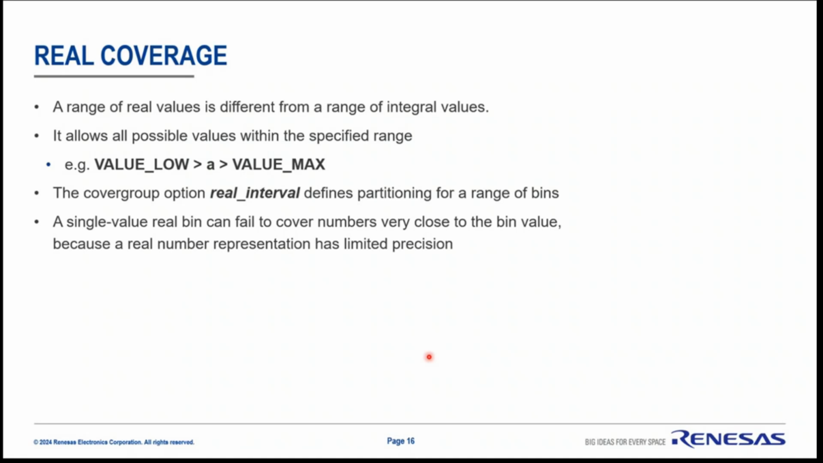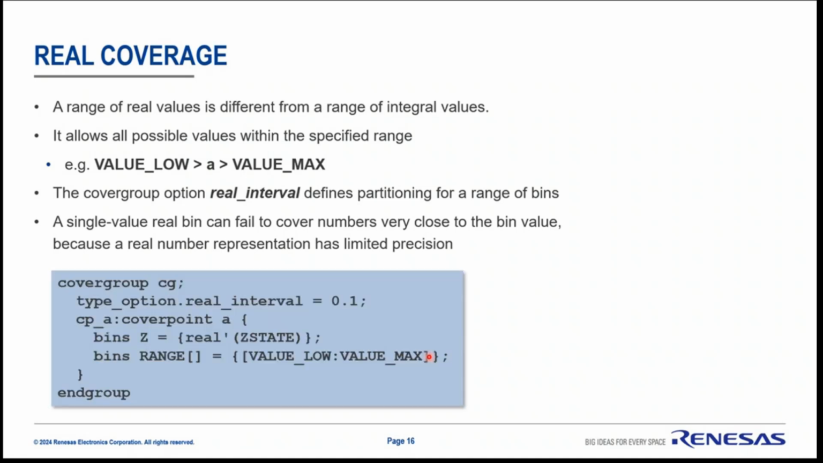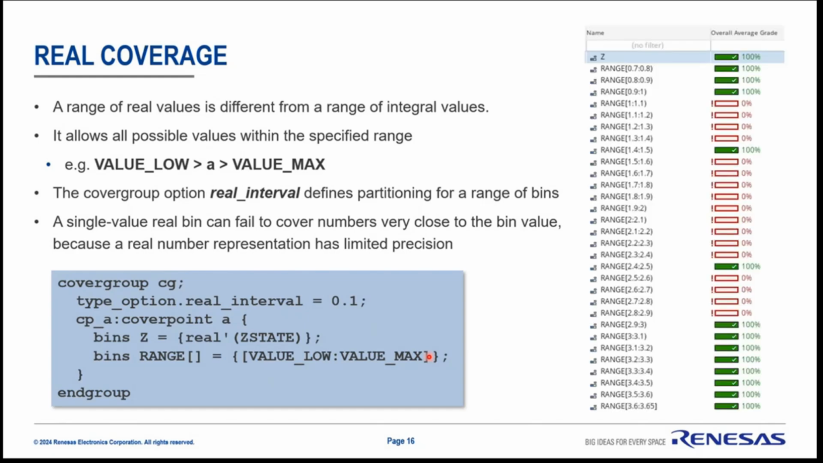You could have a single value real bin that can fail to cover numbers very close to the bin value. Imagine we've got a 1.36, then the real number representation has a different precision, so we wouldn't hit it with a 1.3. So we have to be careful and consider this when we're building these covergroups.